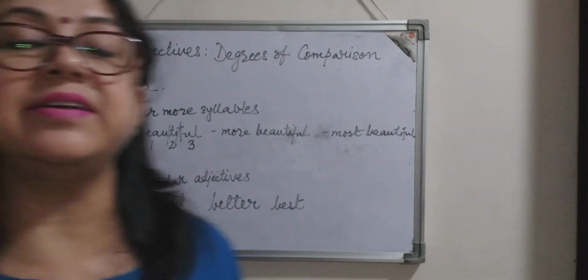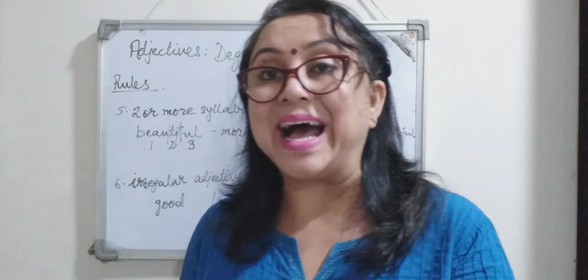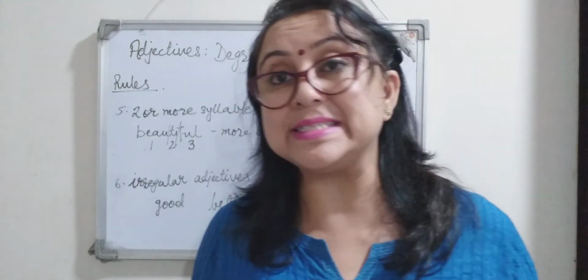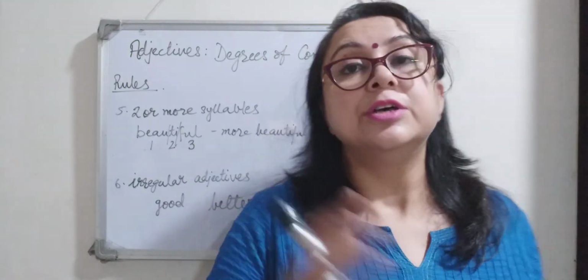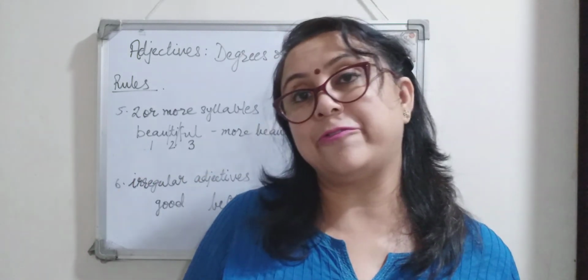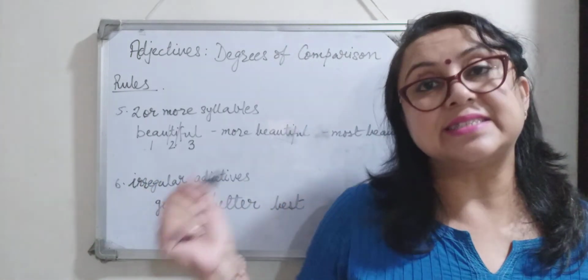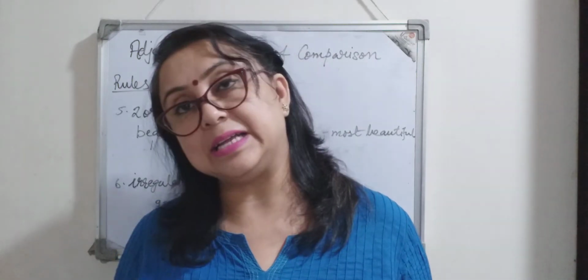Another example can be taken as say bad, badder, baddest. We never say that, isn't it? So bad, worse, worst. So we see the word is completely changing its form. So such words, such adjectives are called irregular adjectives.